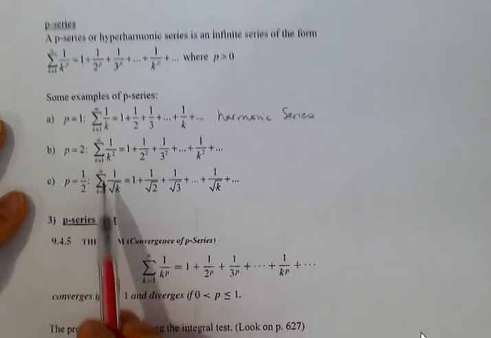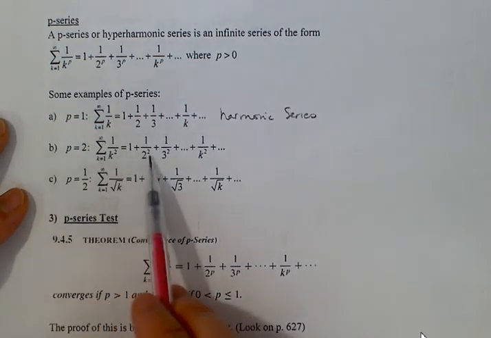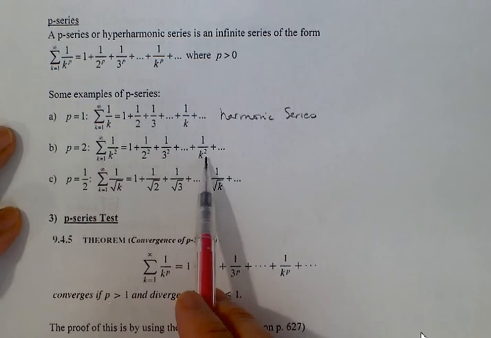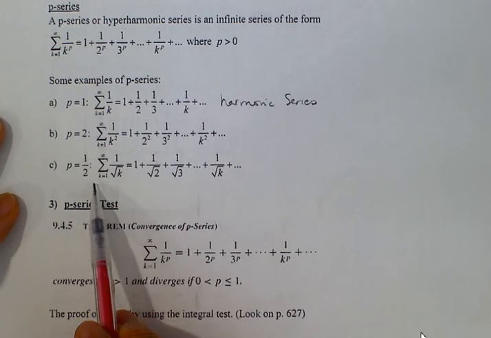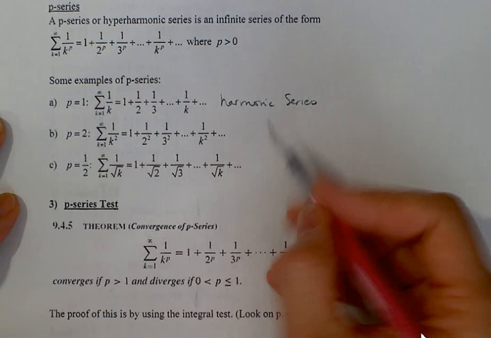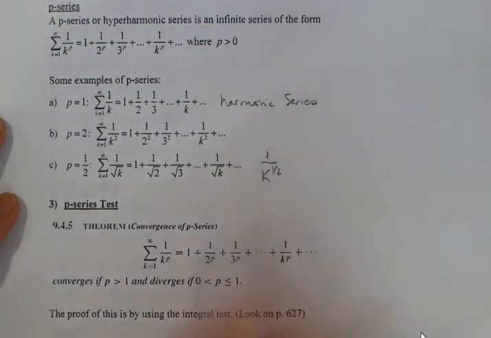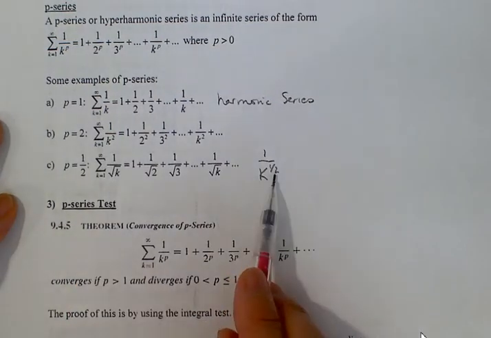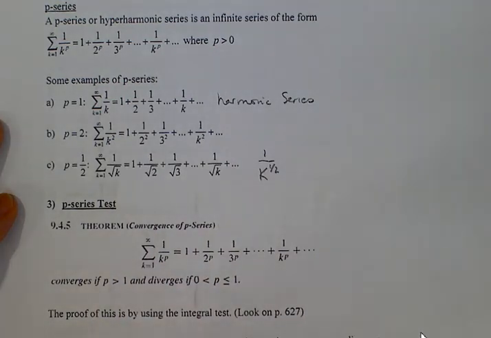And then if p is equal to 2, you have 1 plus 1 over 2 squared plus 1 over 3 squared all the way to 1 over k squared. And then if p is equal to 1/2, it'll look like 1 over the square root of k. So this is the same thing as 1 over k raised to the 1/2 power, right? So they've written this as a root, and this one is a fractional exponent, so those are equivalent. And these are some examples of the p-series.